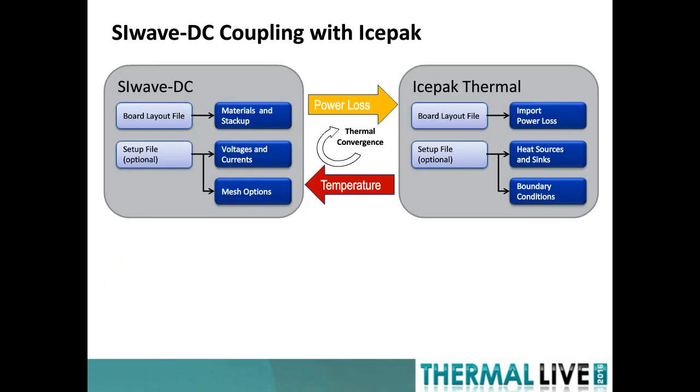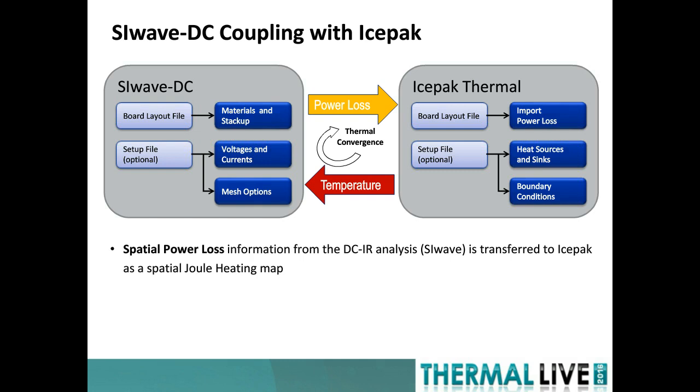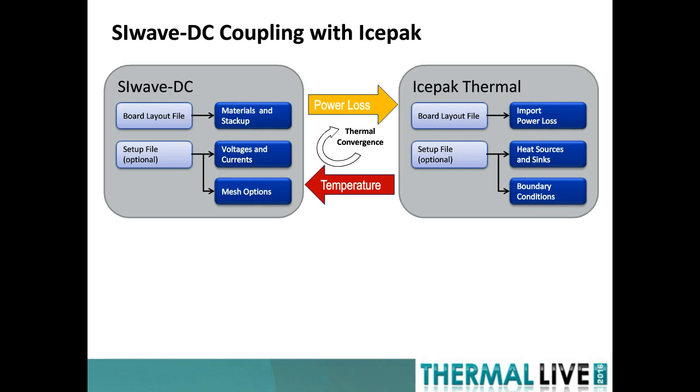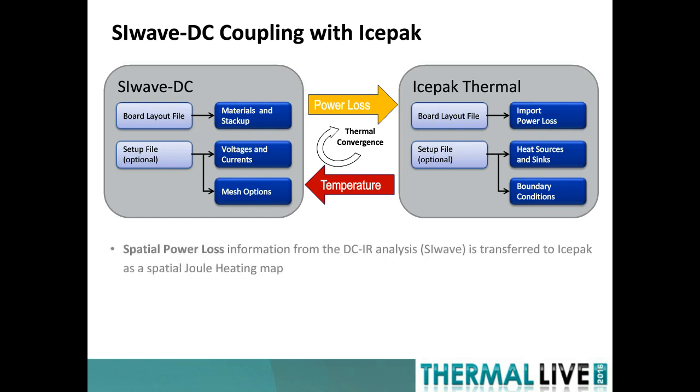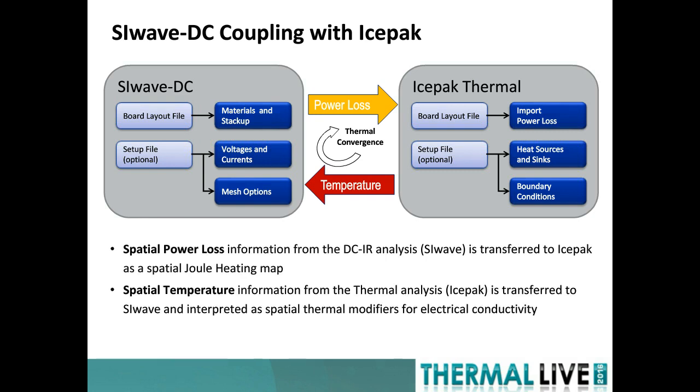So this SI wave DC coupling with IcePack is shown here. The spatial power loss information from the DC voltage drop analysis in SI wave is transferred into IcePack as a spatial joule heating map. And then the spatial temperature information from the thermal analysis in IcePack is transferred back to SI wave and interpreted as spatial thermal modifiers for electrical conductivity.